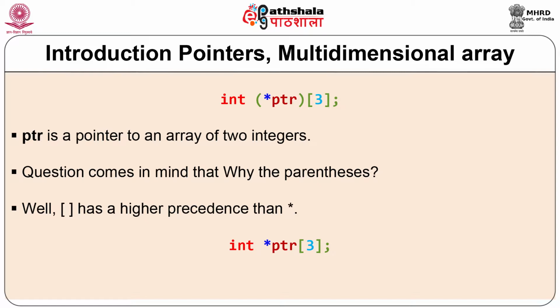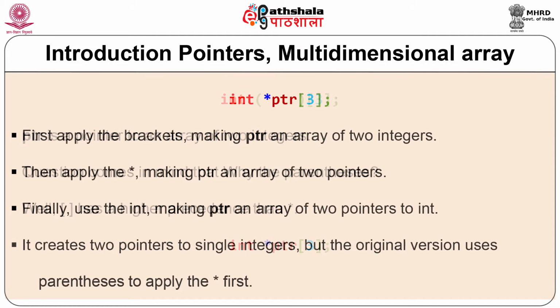Therefore, an array of pointers can be declared as int *pointer[2]. While defining it, first we apply the square bracket, making pointer an array of 2 elements. Then we apply star, making pointer an array of 2 pointers. Finally, we use int, making pointer an array of 2 pointers to integer. It creates 2 pointers to single integers, but the original version uses parentheses to apply star first, creating one pointer to an array of two integers.